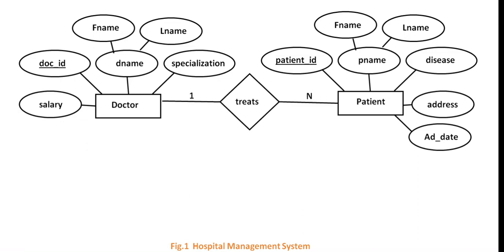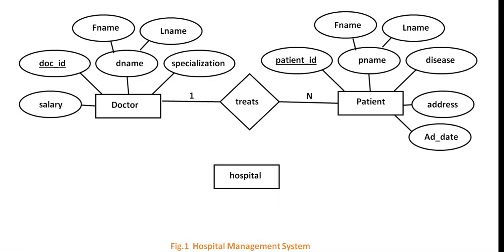These two entities, doctor and patient, are related to each other by the relationship treats. That is, one doctor treats patients and patients are treated by a doctor. See here the mapping cardinality is one to many. One doctor treats many patients, and patients are treated by one doctor. That's why it is a one to many relationship between the doctor and patient entities.